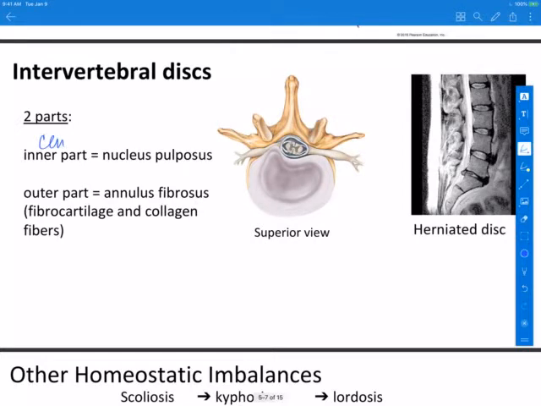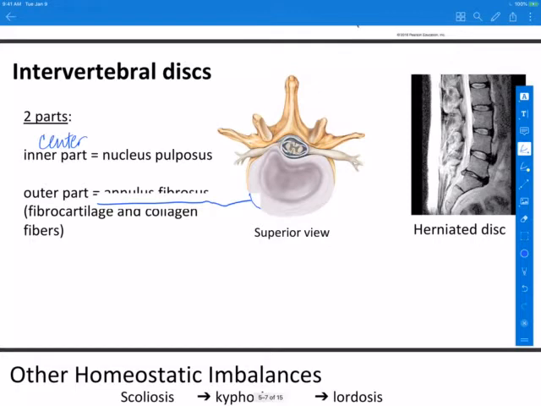So this is the center of the inner part. Now the outer part here is called the annulus fibrosus. And it's made up of collagen more superficially here, and it's made up of fibrocartilage more internally, closer to the nucleus pulposus. And the collagen fibers act like a collar, and they limit expansion of the center part, the nucleus pulposus, when the spine is compressed.